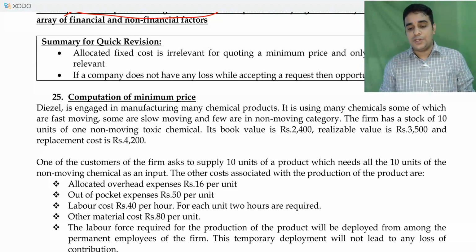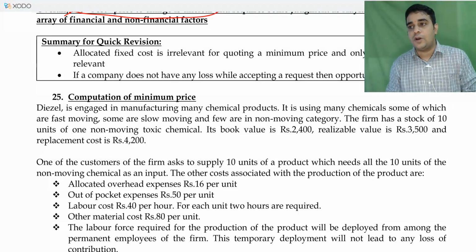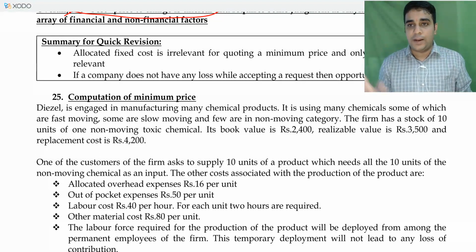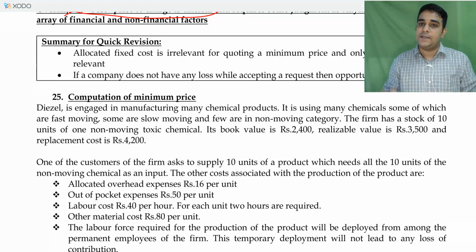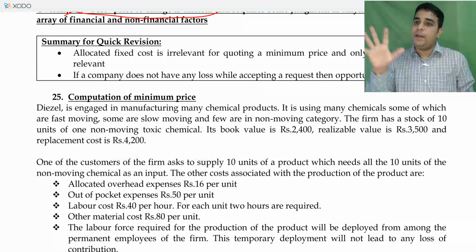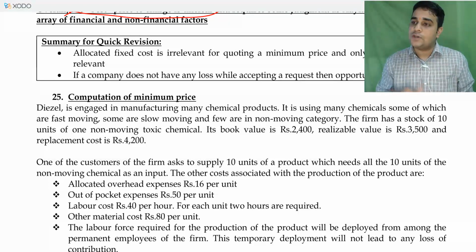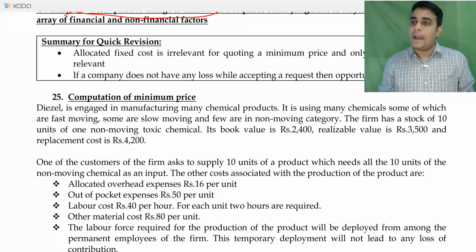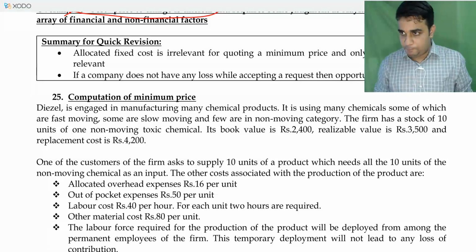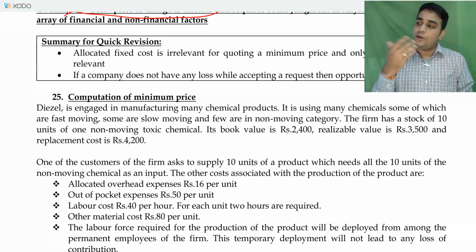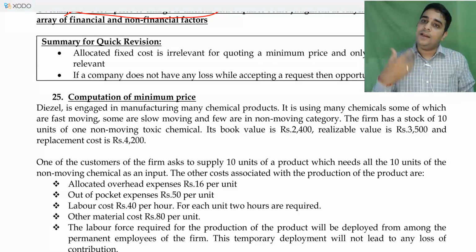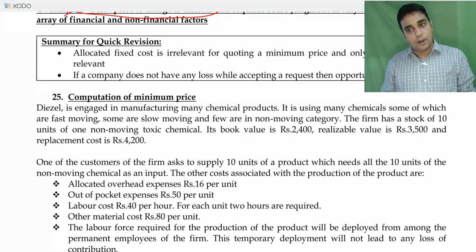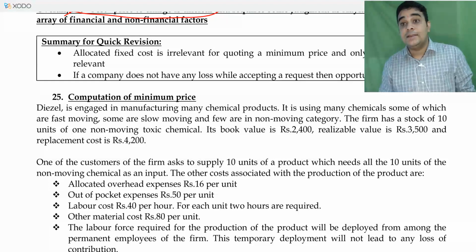Example, notional rent. Notional rent is not an out of pocket expense. What is an out of pocket expense? It involves a payment to an outsider. The opposite of this is a notional cost. An example is interest on own capital, or rent on own building, or salary to the proprietor. All this may or may not be paid, but technically they are still relevant.